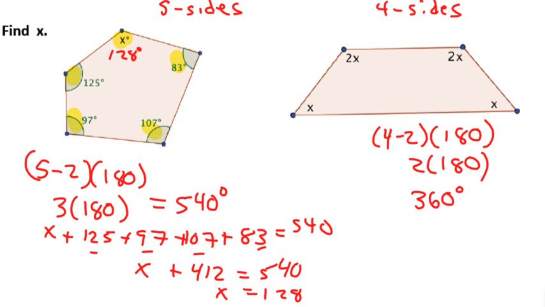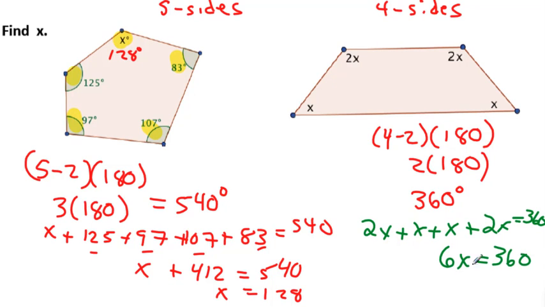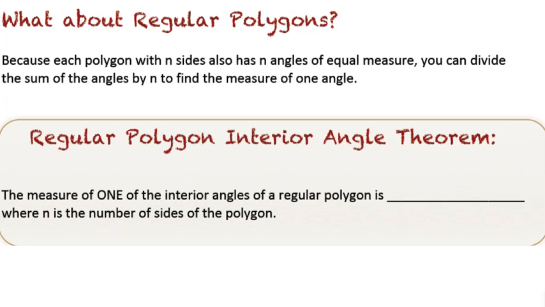If I add all of these up, you should get 360 degrees. So 2x plus x plus x plus another 2x should equal 360 degrees. So 2, 3, 4, 5, 6. We have 6x equals 360 degrees, or x equals 60 here. Now be careful because they might ask you what the angle measures are, in which case you'd have to say 60, 60, and 2 times 60, or 120. Make sure you're double checking what the question asks, because sometimes they don't want what x is, they want what the angle measures are, so you have to plug it back in.